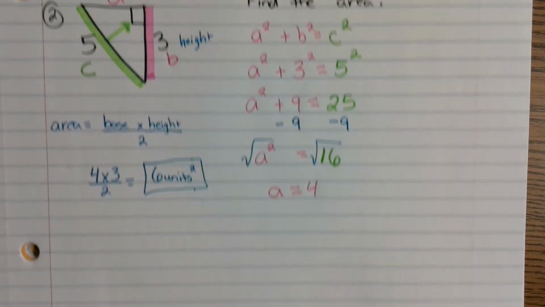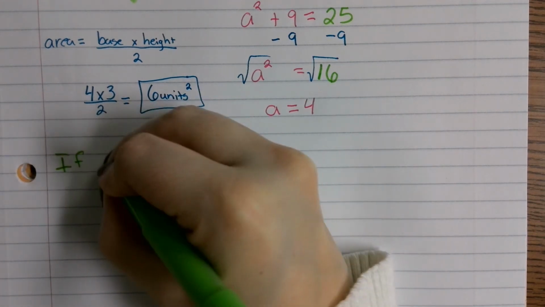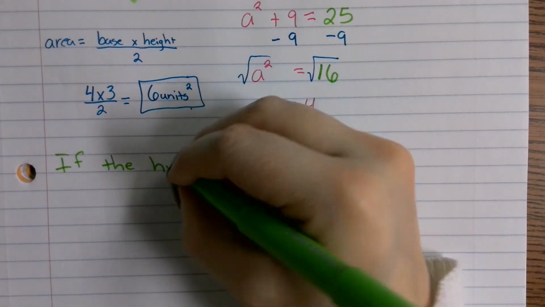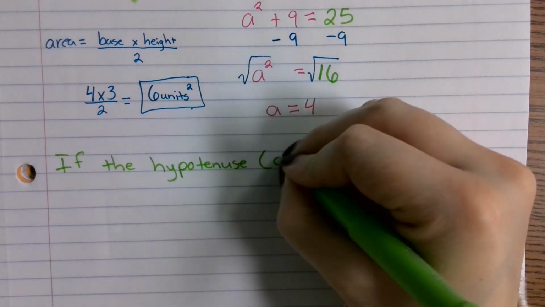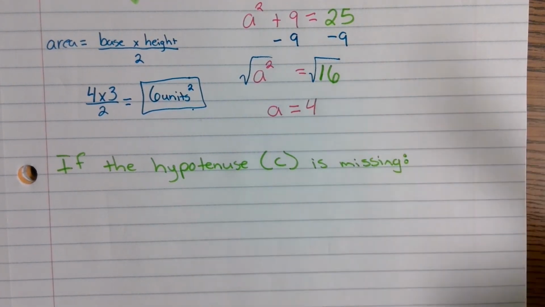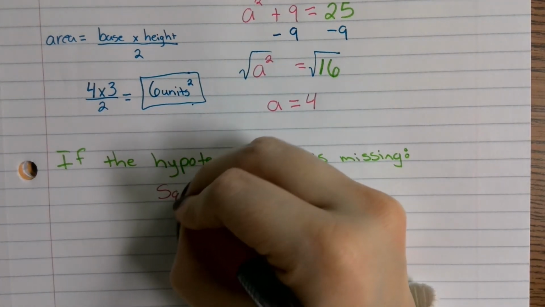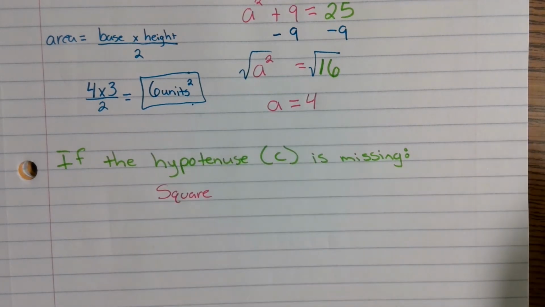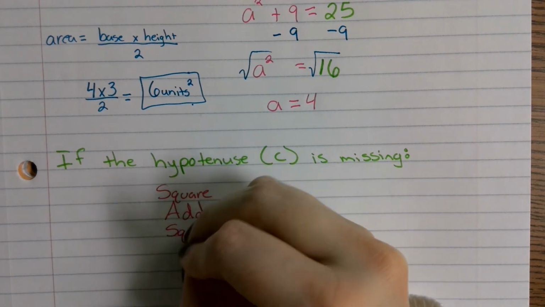All right, so let's make a quick note based on the 2 different types of examples that we just saw. If the hypotenuse, which is your C value, is the one that is missing, then the basic steps are as follows. You square, add, and square root. Square, add, square root.